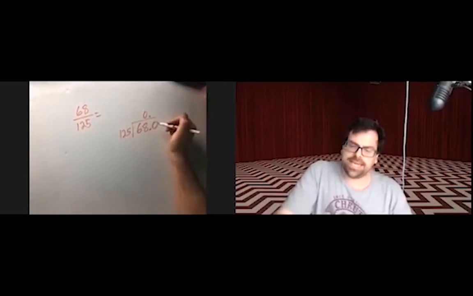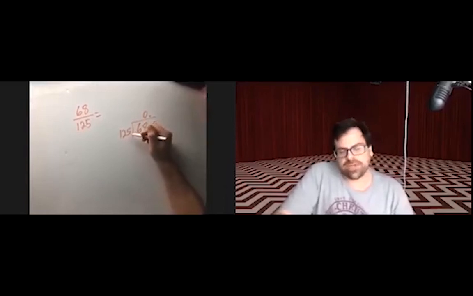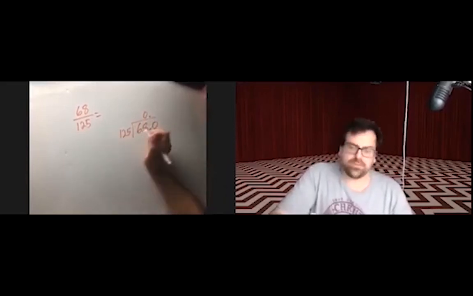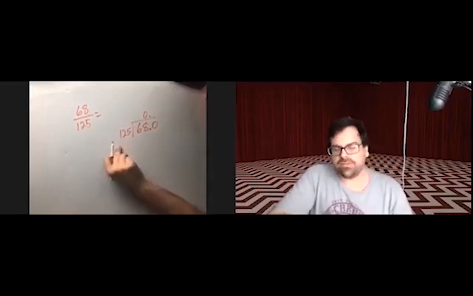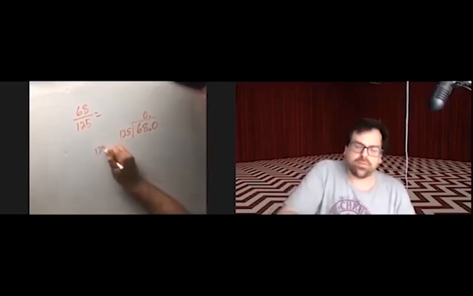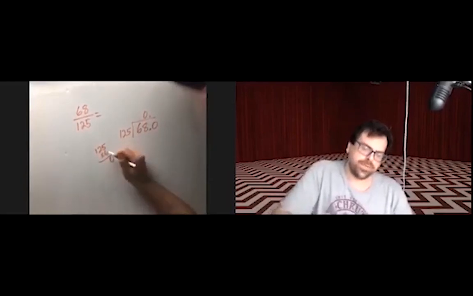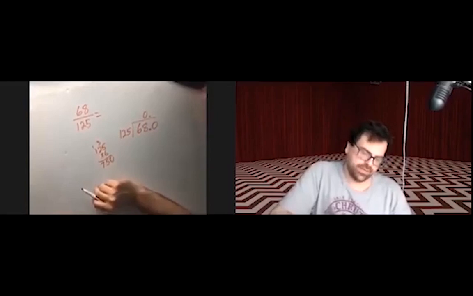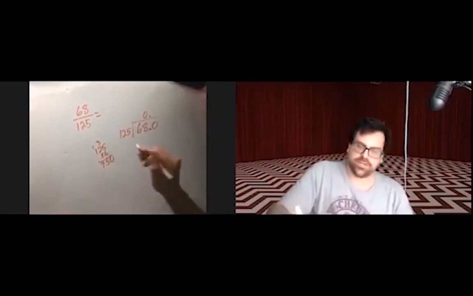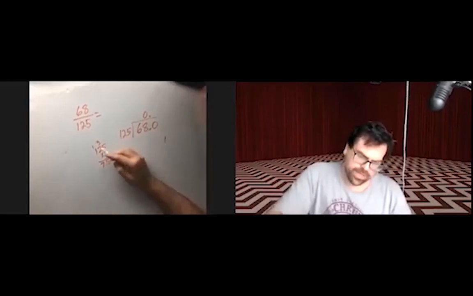125 goes into 680. 125 and 125 would be 250, and then 375, and then 500, so times 4 is 500. I'm just going to start with a times 6, see how that goes. Carry the 3, 5, carry the 1, 7, 750. Well, that's too much. Did I do it right? Yeah, I did. That's too much.